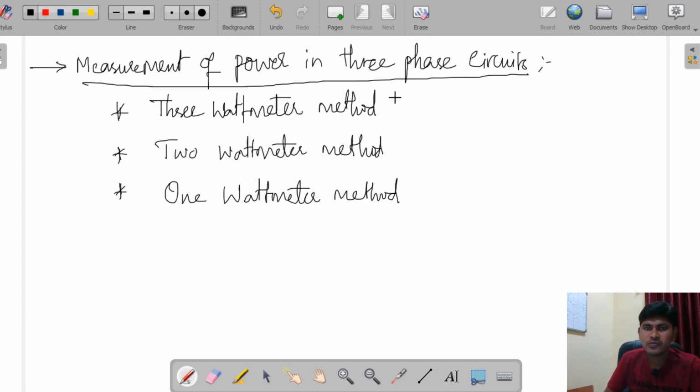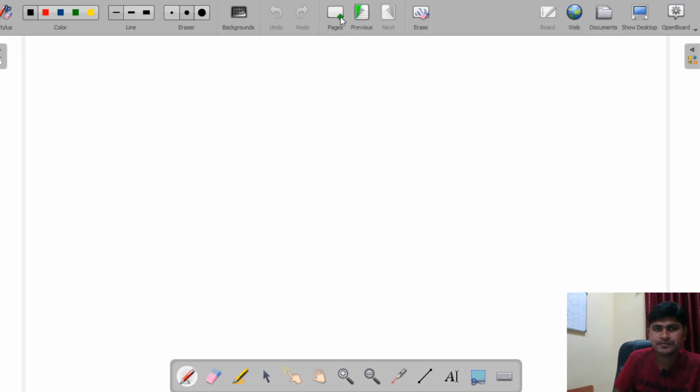In the first method we use 3 wattmeters. In the second method we use 2 wattmeters. In the third method we use 1 wattmeter. Okay, coming to the first one, first we'll look into this method, the 3 wattmeter method.